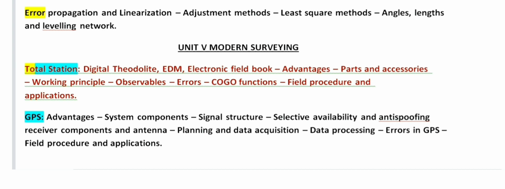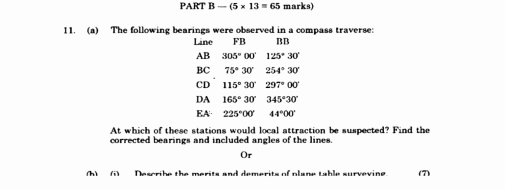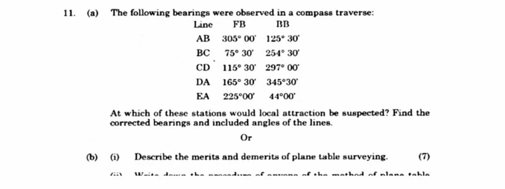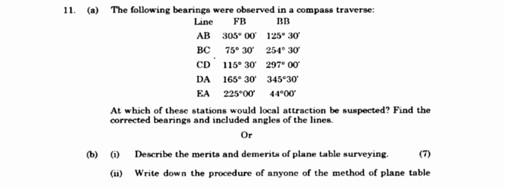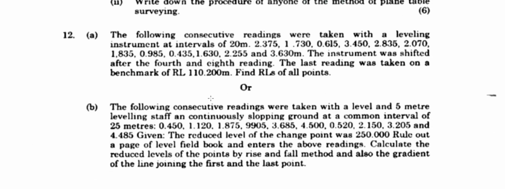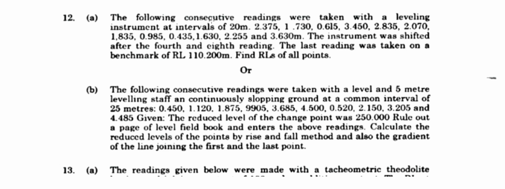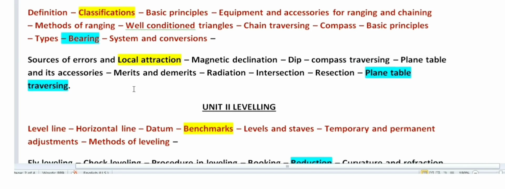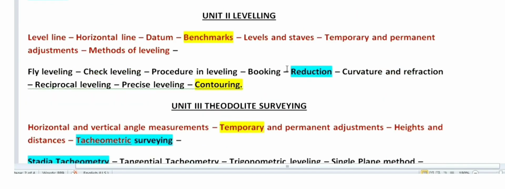Okay. Now coming to part B. The 11th question is all from unit 1. 11A is a problem. I guess it comes under the topic of bearing. In 11B we have plane table surveying, a question from the second part of the first unit. The 12th question is from the second unit. In both A and B we have a problematic question, and the question is about reduced levels.